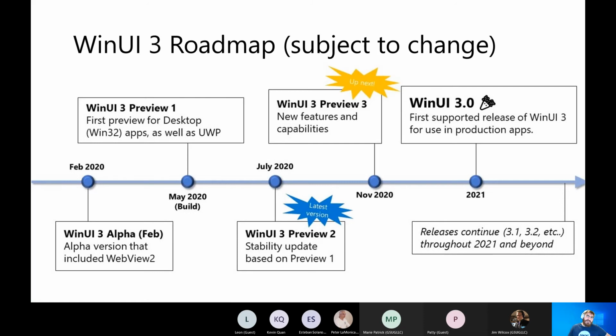That alpha version also included the WebView2. So if you want to leverage the WebView2, which uses the new Chromium-based WebView, which has a much more updated rendering engine, you have to use WinUI 3 as well. WinUI 3 Preview 1, which we shipped back at Build this year, May 2020, was the first preview that supported desktop applications, Win32 applications, as well as UWP applications.